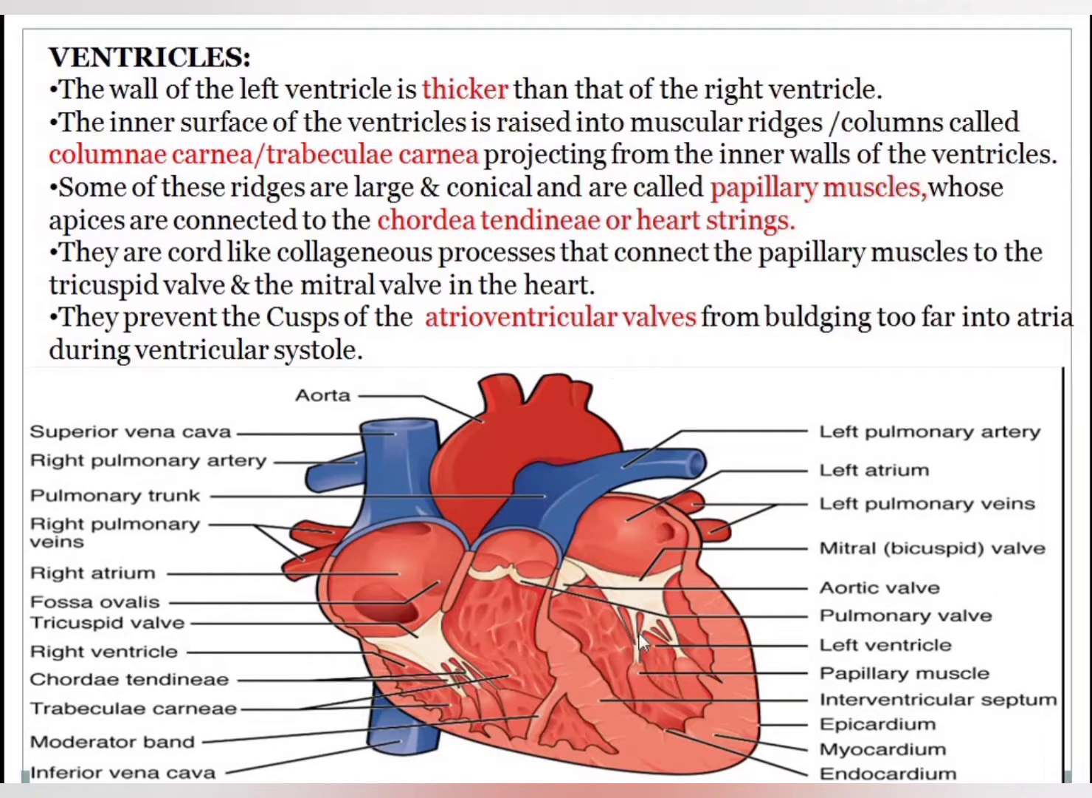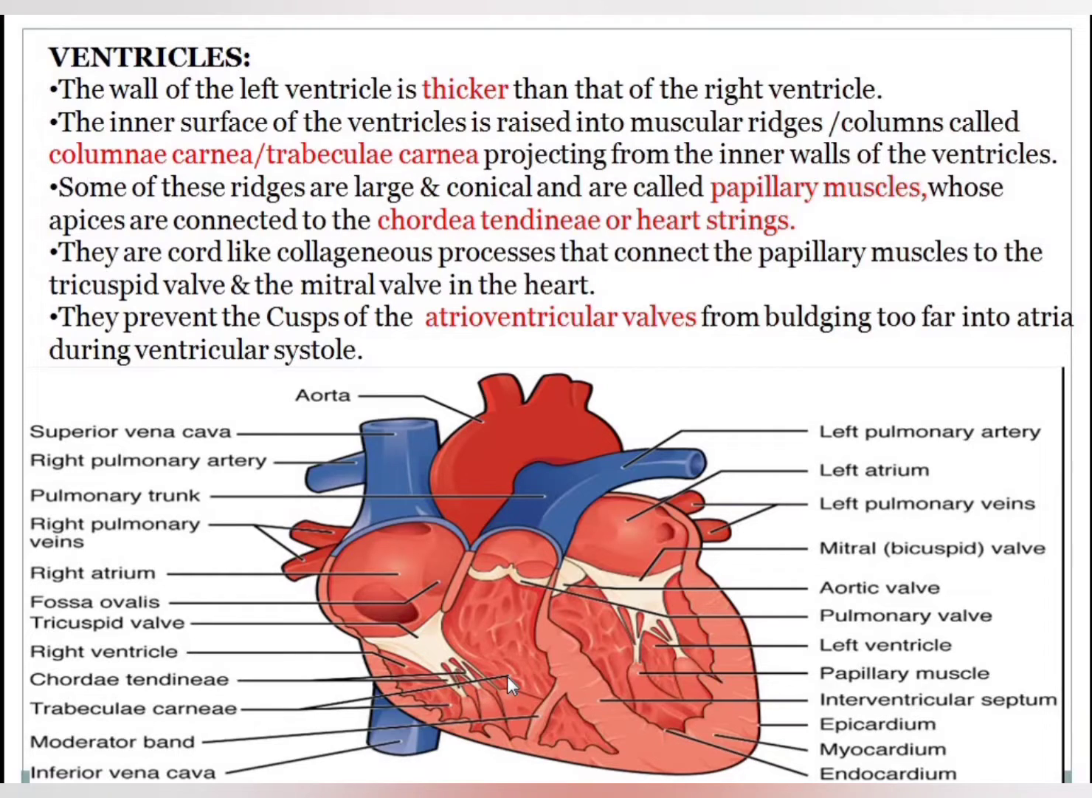Here these are the lower, larger chambers. The left ventricle is thicker when compared to the right one. The inner surfaces of the ventricles are raised into muscular ridges. See here, this is muscular. This is called the trabeculae corneae.